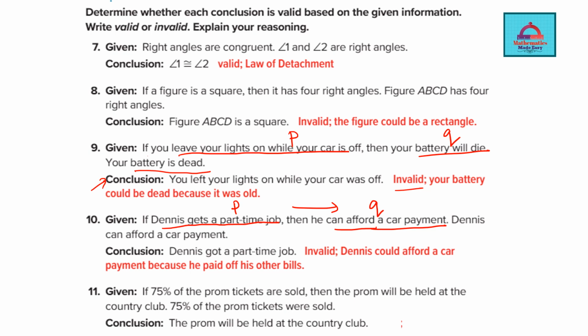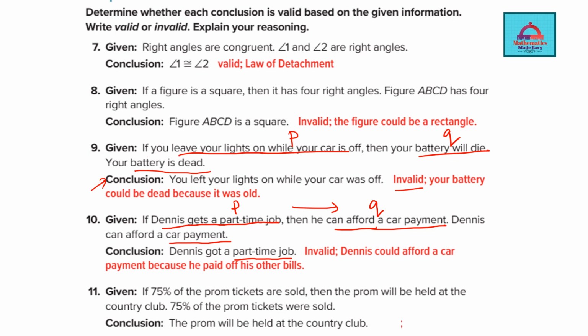Now, is the conclusion that Dennis got a part-time job true? So will he be able to pay for the car payment only if he gets a part-time job? No, definitely not. There may be other sources from where he's getting the money. So Dennis could afford a car payment because he paid off his other bills. So definitely this is invalid.